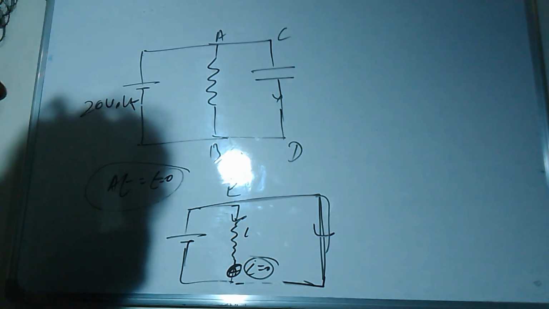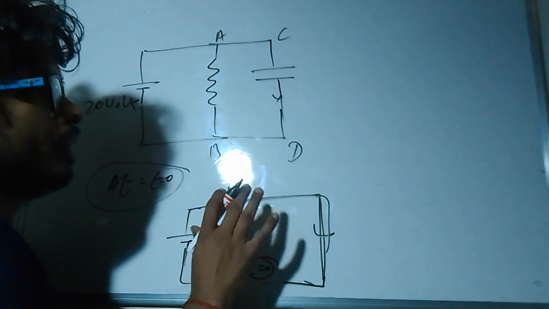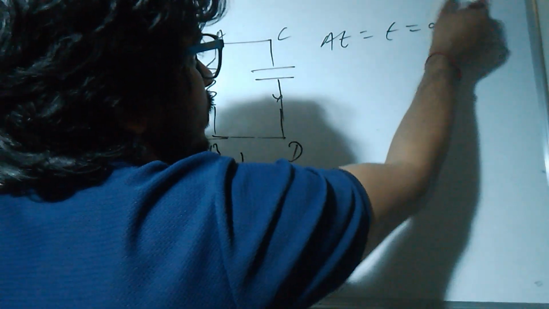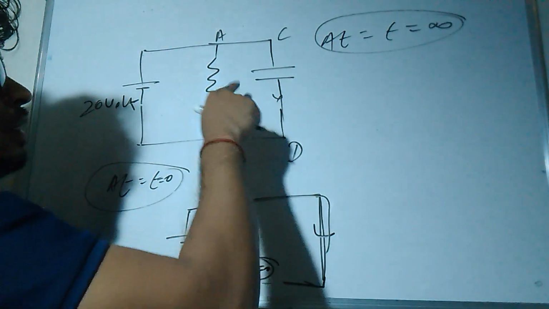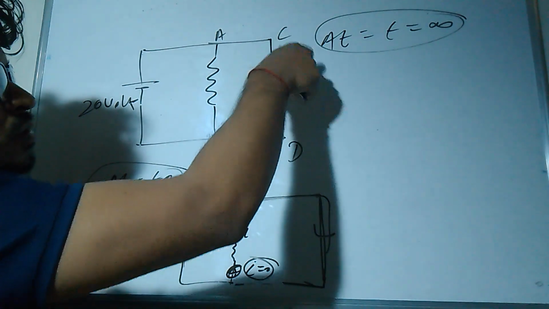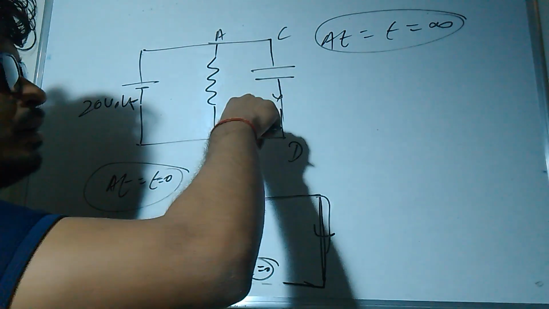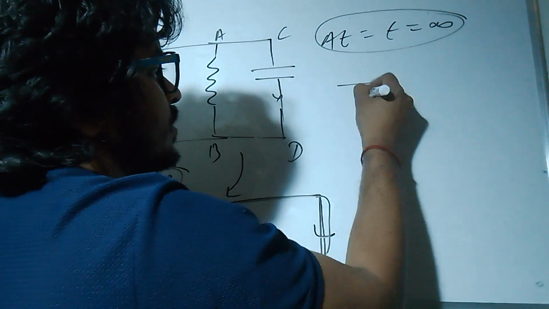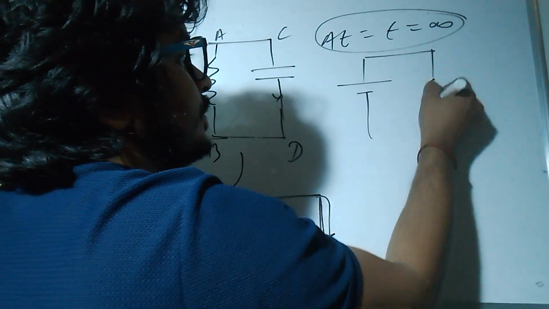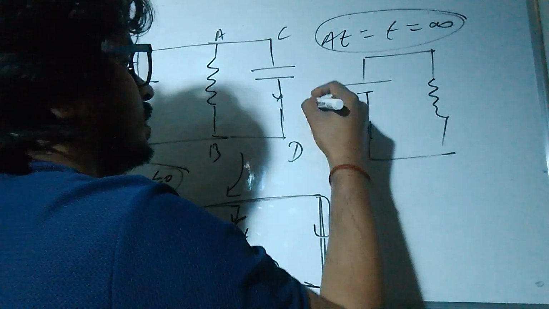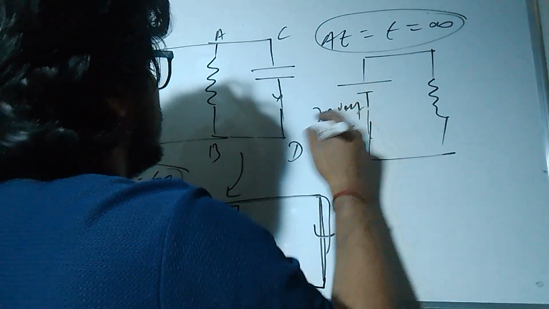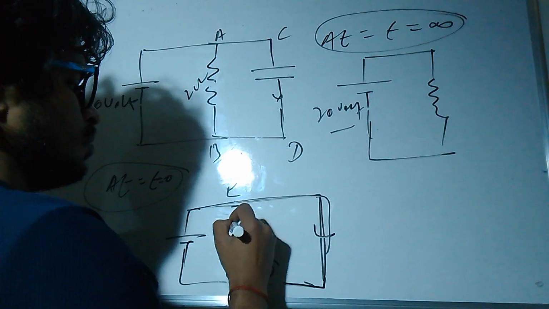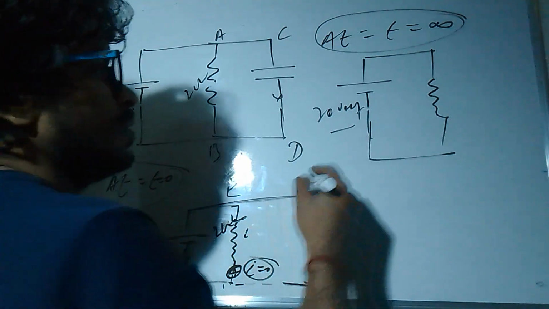But what if I ask you at t equals to infinity, after a long time, what will be the current across AB in the circuit? In this situation, the capacitor will be open at t equals to infinity. So now this circuit will be like this. This is 20 volt and this is 2 ohm.